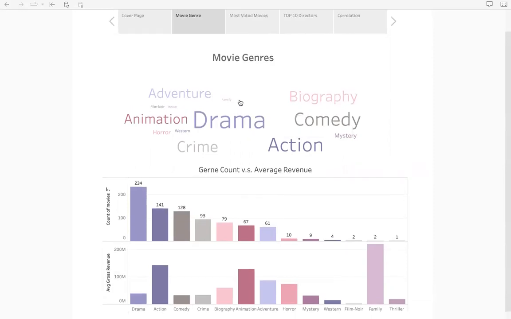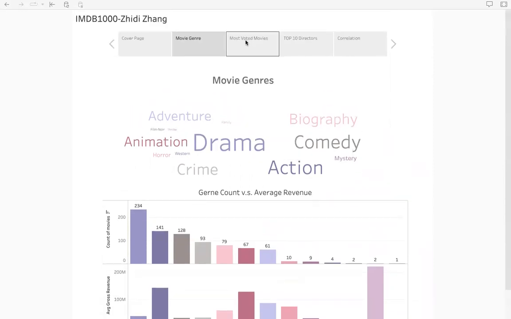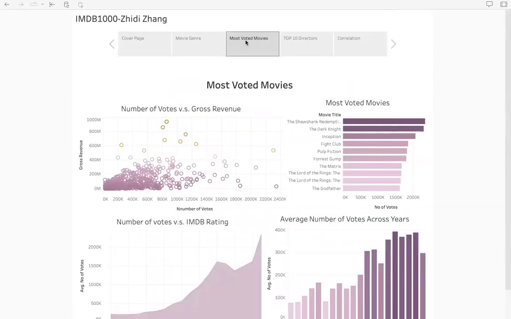And then let's move to the second tab. The second tab is about the number of votes of movies. First, look at this scatter plot. We can see the number of votes generally has a positive relationship with the gross revenue, but there are also some outliers here and here.